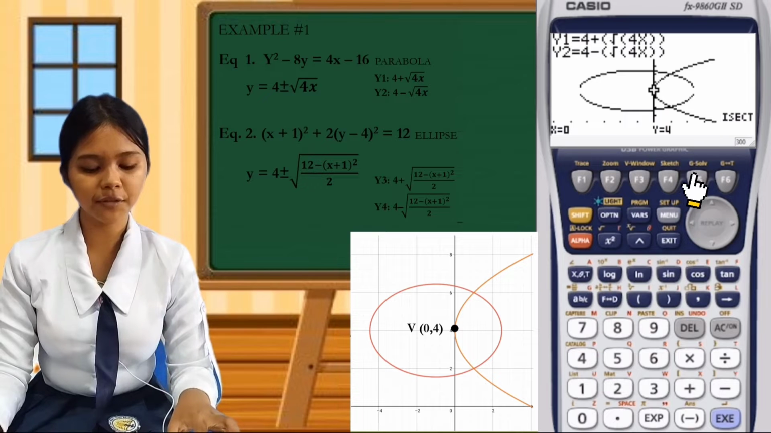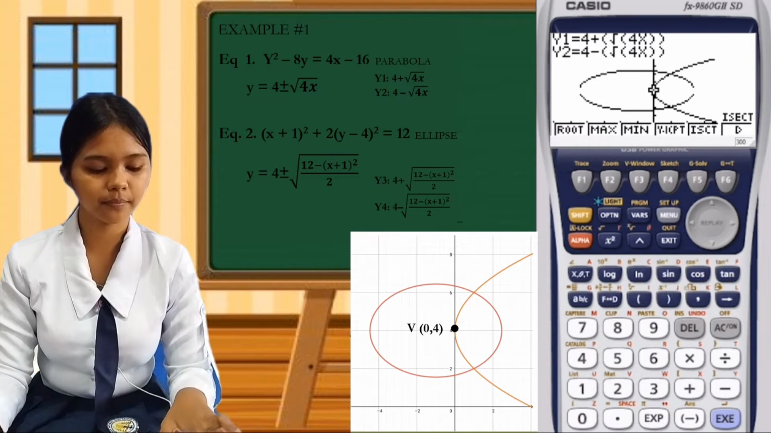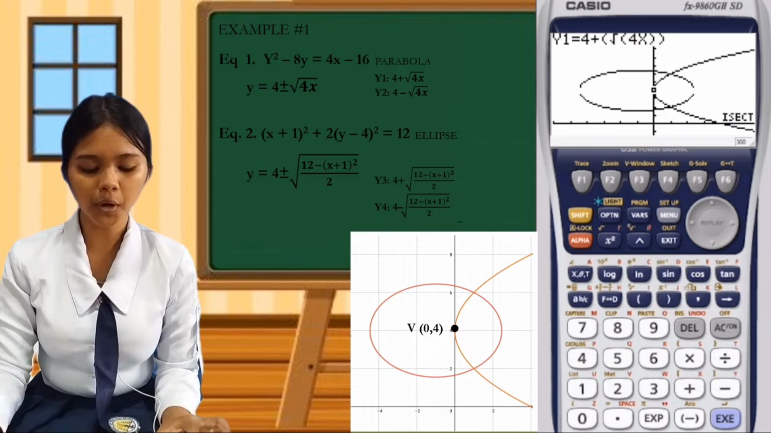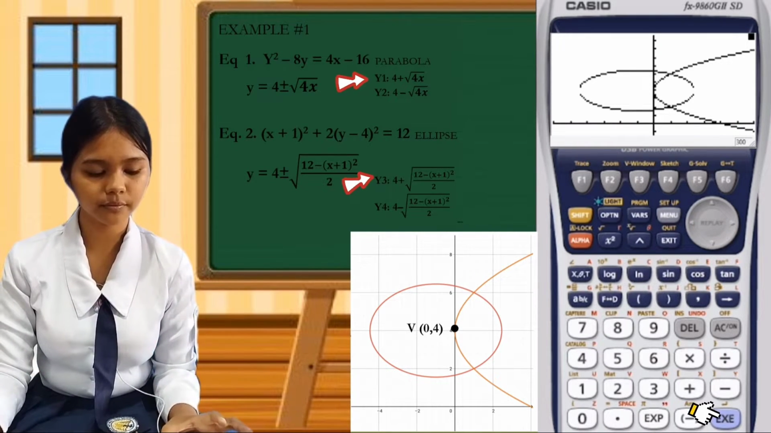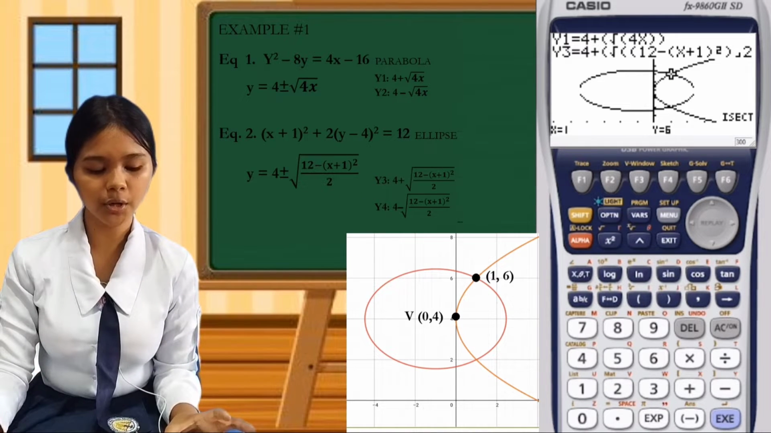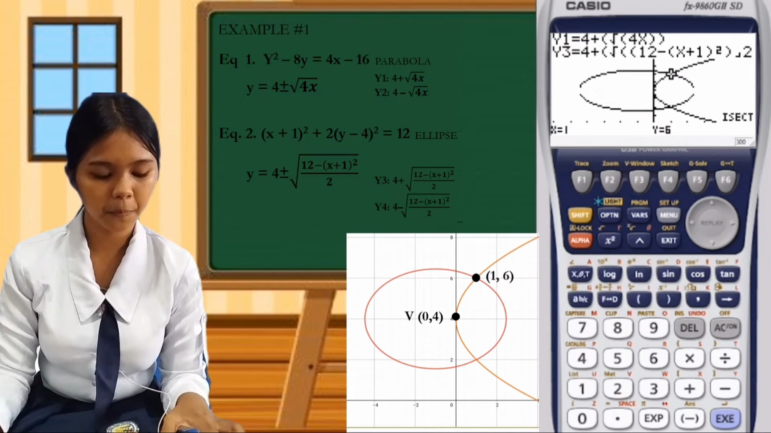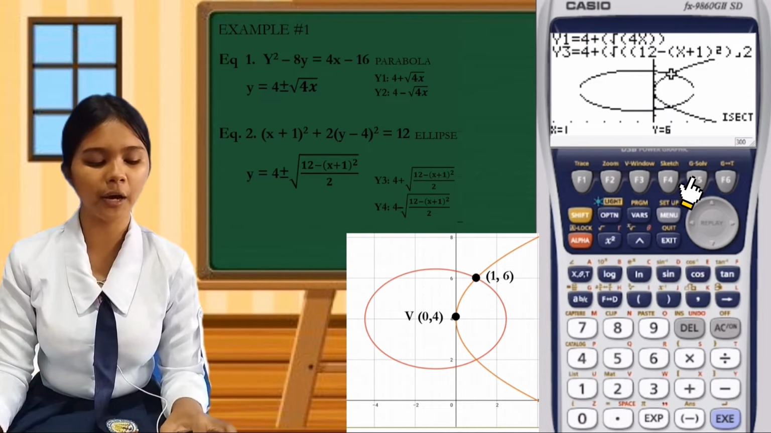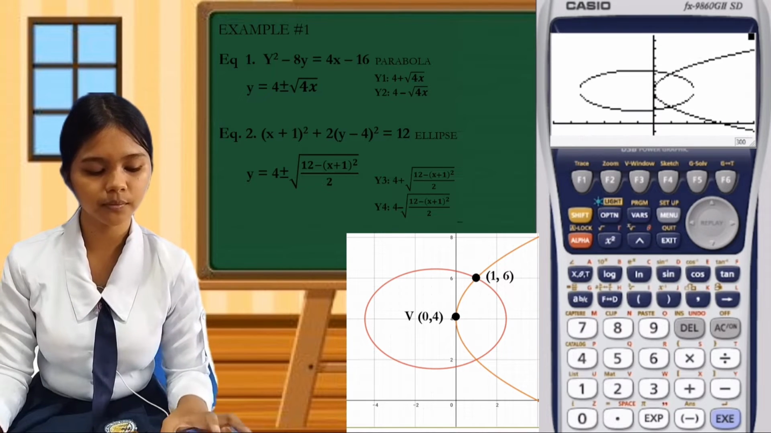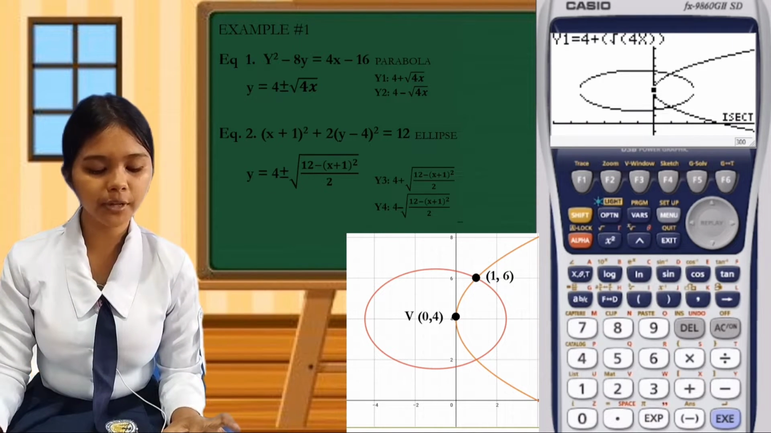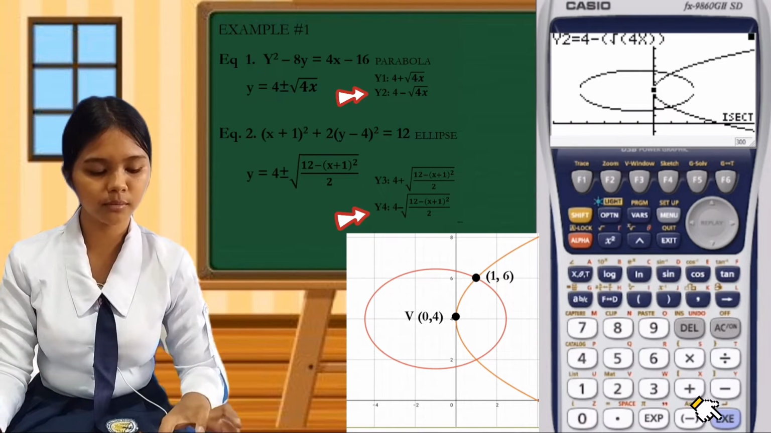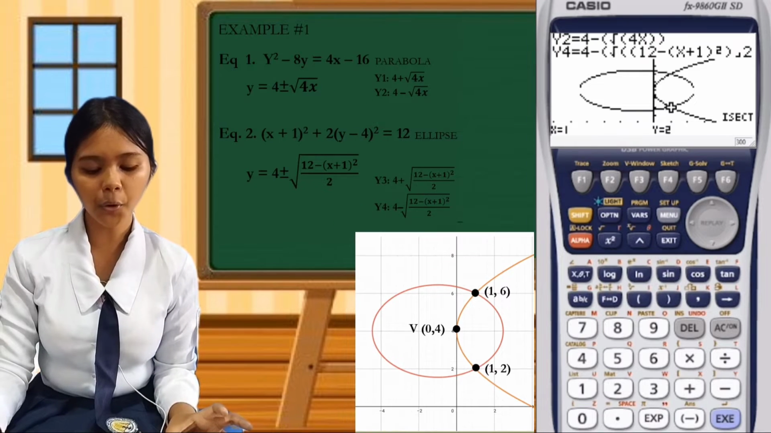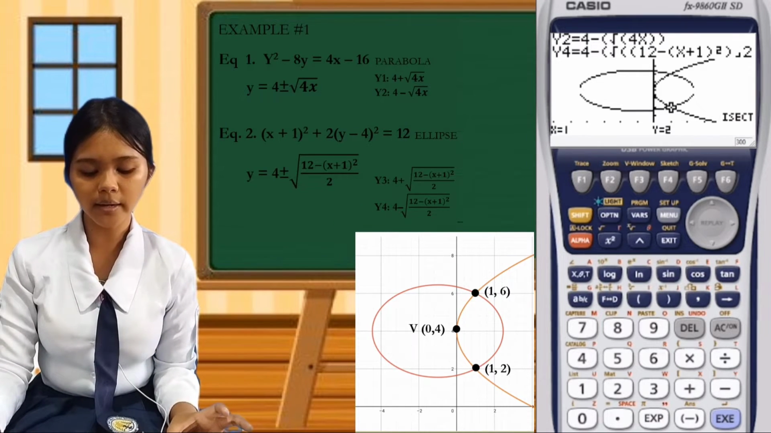Press F5 again to locate our point 1. To locate our point 1, we need to execute y1 and y3. Therefore, the coordinates of our point 1 is 1 and 6. Press F5 again to locate our point 2. To locate our point 2, we need to execute y2 and y4. The coordinates of point 2 is 1 and 2.